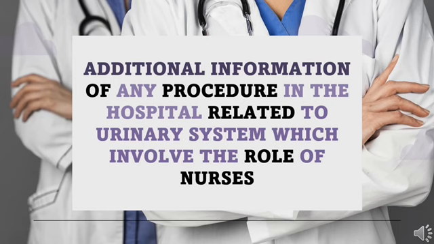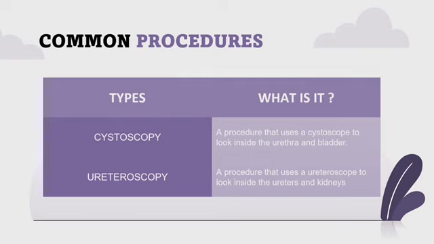Let's continue to additional information on procedures in the hospital related to the urinary system which involve the role of nurses. This is a common procedure performed by urologists to look inside the urinary tract. There are two types of procedures. The first one is cystoscopy and the second one is ureteroscopy. So what is cystoscopy?